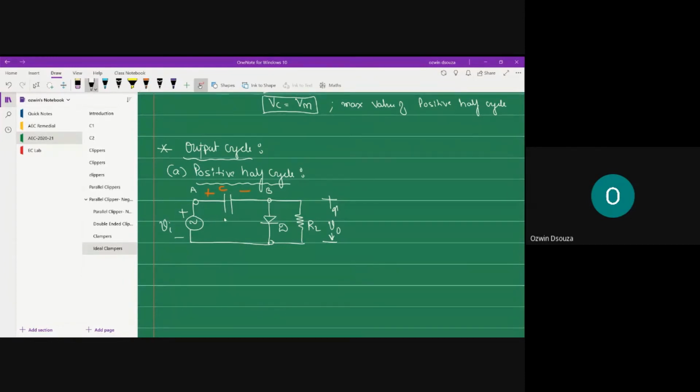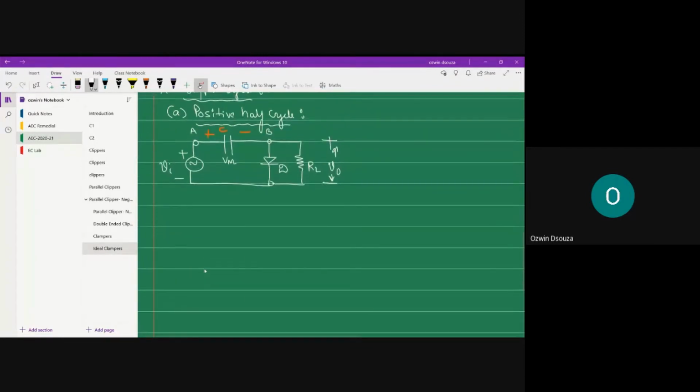And what is the capacitor voltage? The capacitor voltage is Vm volts. That's all you have to write. Now you tell me, in the output cycle, what happens to the diode conduction? Will it be forward biased or will it be reverse biased? The diode will be reverse biased. Okay, let me tell you how.